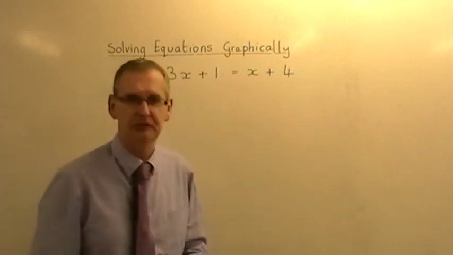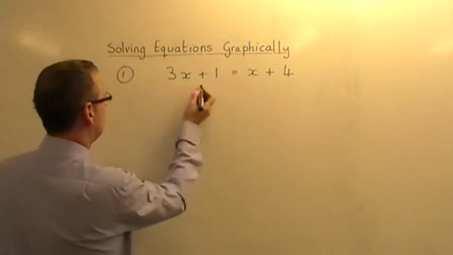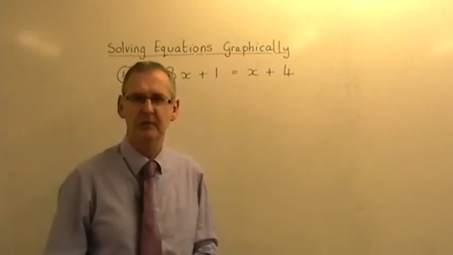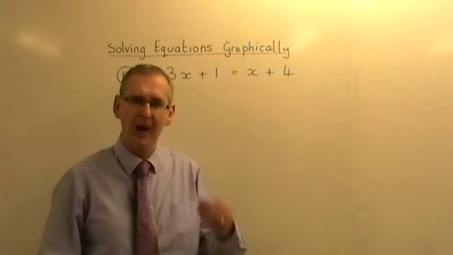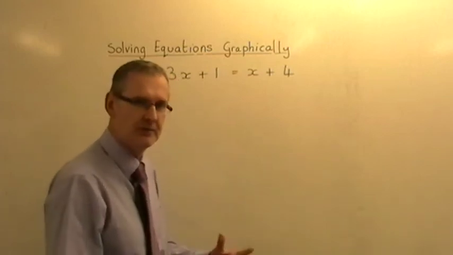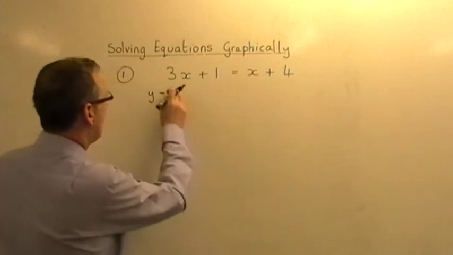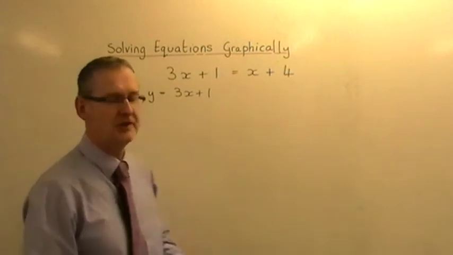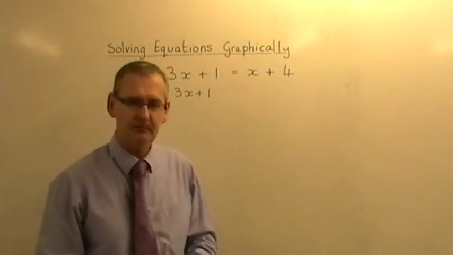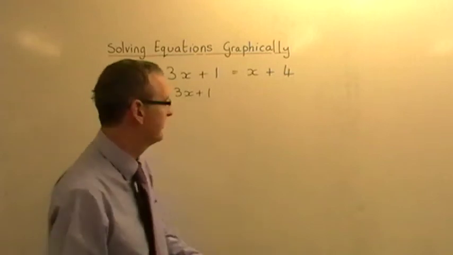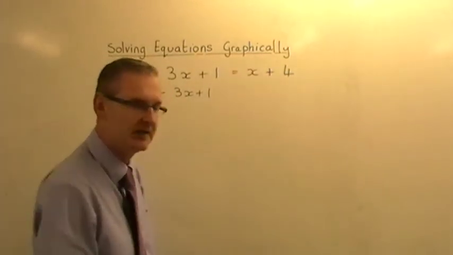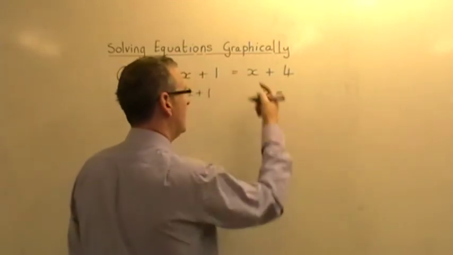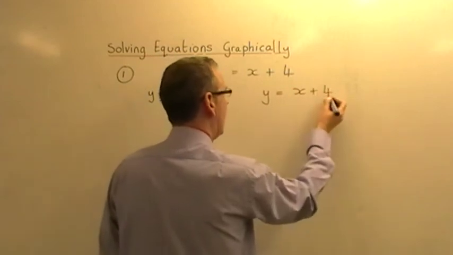The principle behind this is very straightforward. We are going to plot two graphs. The first graph is going to be y equals. Remember that the equation of the graphs that we generally tend to plot will start y equals all the time, and that's no exception here. We take the left hand side of the equation, which is 3x plus 1. So we plot a graph of y equals 3x plus 1. That's the first graph. The second graph comes from the right hand side. The equation of this second graph will be y equals again, and then you take the right hand side, x plus 4.